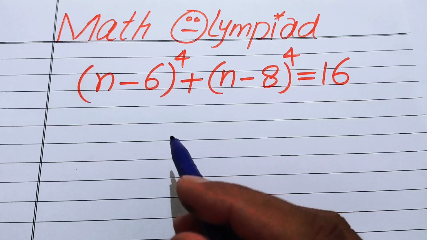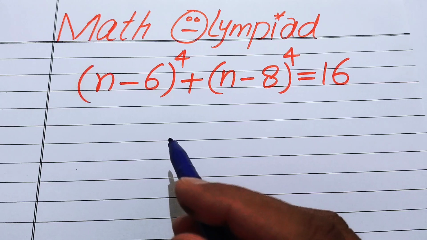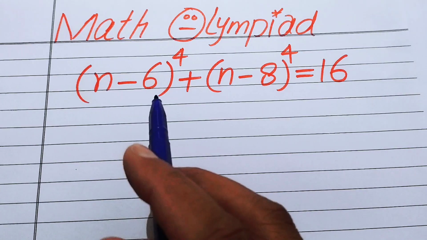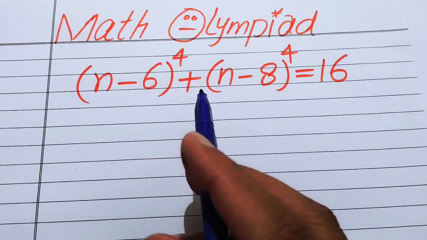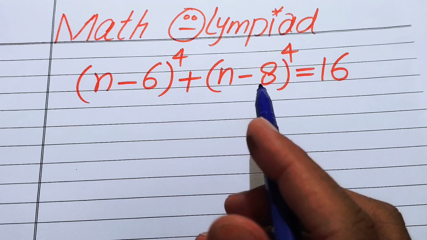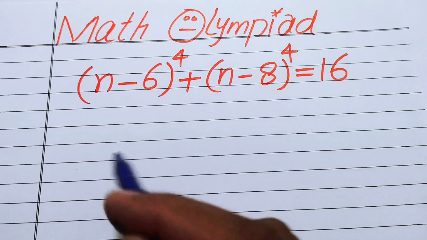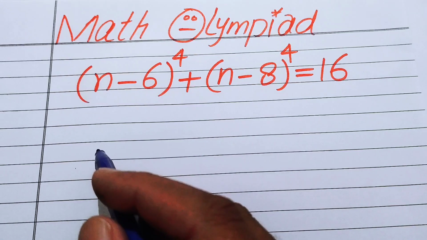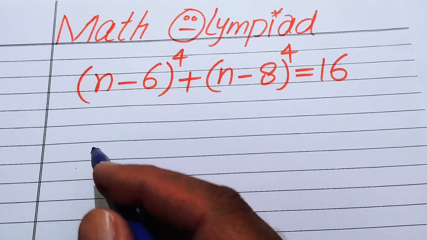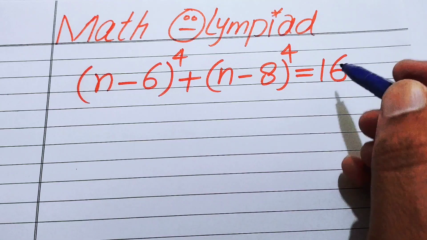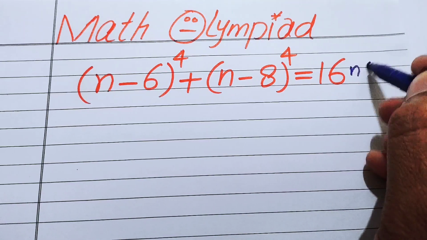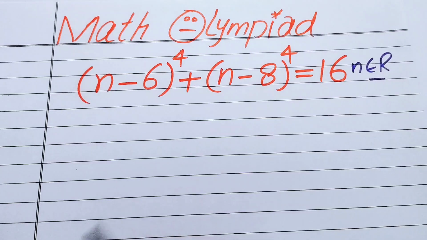In this video we are going to solve this nice algebra problem, and here we have (n − 6)^4 + (n − 8)^4 = 16, and we will solve this problem for the real values of n. So here you remember one thing: this n belongs to R.